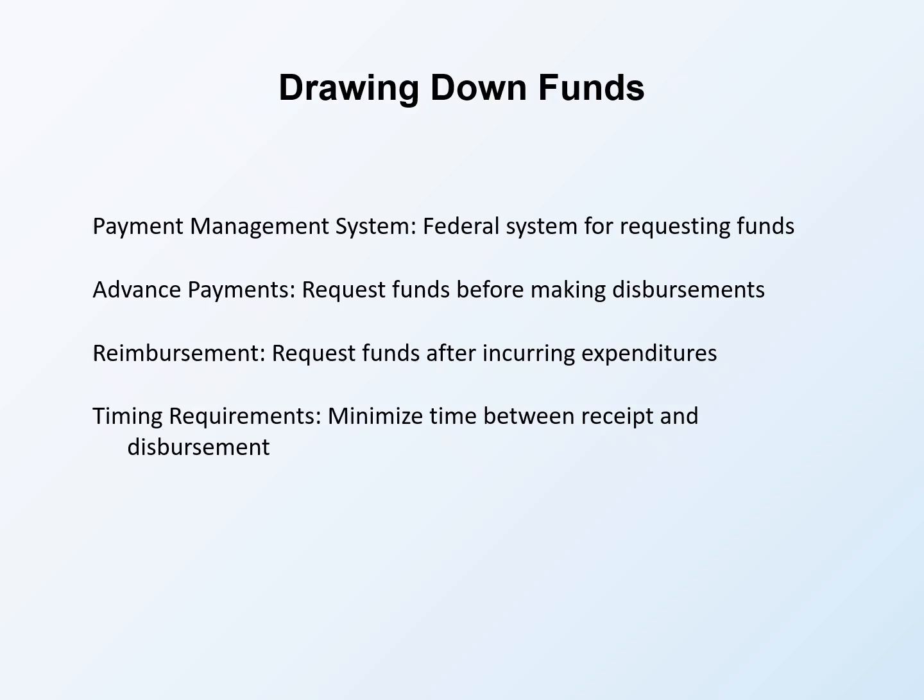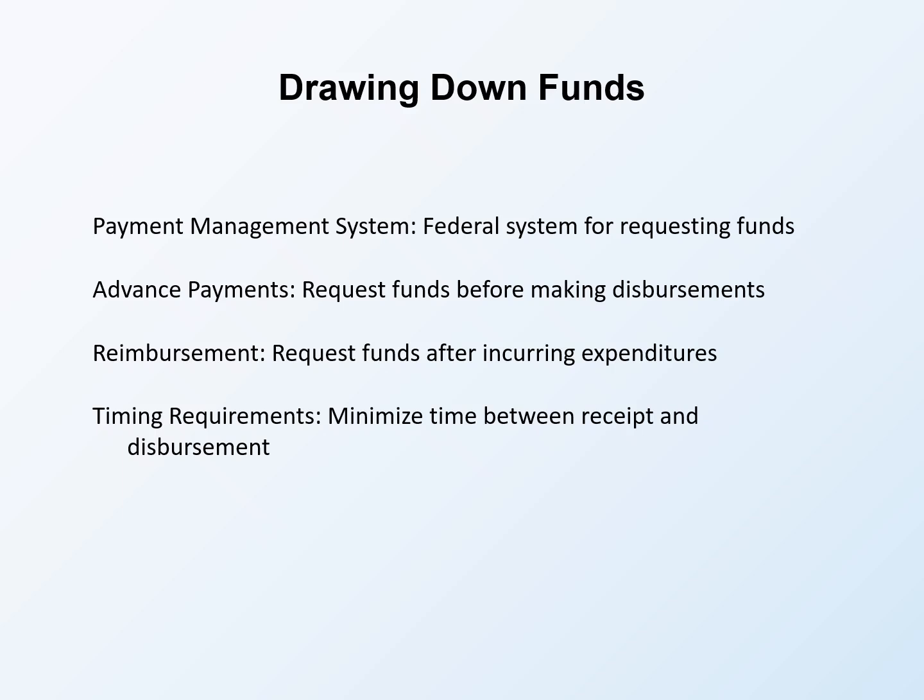Drawing down funds is the process of requesting federal money for your grant. Understanding this process ensures you have funds when needed while complying with requirements. Payment management systems are federal systems for requesting grant funds. Different agencies use different systems. You request funds through the applicable system, and funds are transferred to your organization. Know which system applies to your grant and how to use it.